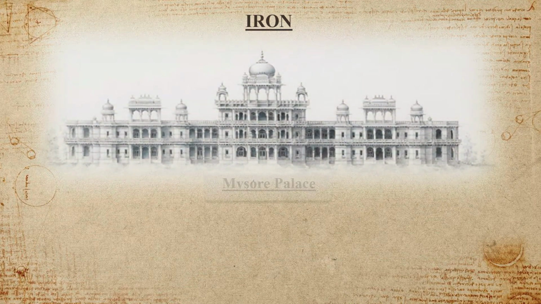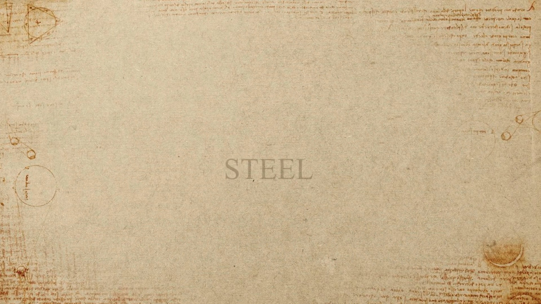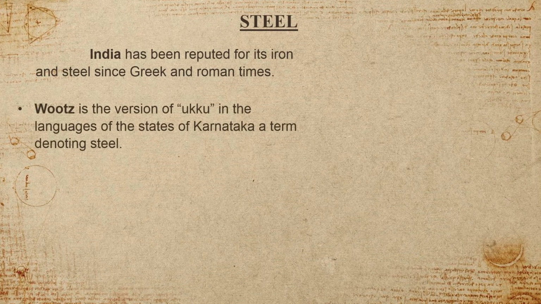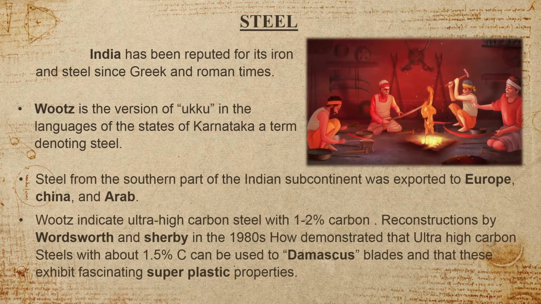The Mysore Palace, which was built by Wodeyars, was the first palace of India to use cast iron in their architectural construction. It was well established in South Indian megalithic cultures of this period. India has been reputed for its iron and steel since the Greek and Roman times. Wootz is the version of Ukku in the languages of the states of Karnataka, a term which denotes steel. Steel from the southern part of Indian subcontinent was exported to Europe, China and Arab.